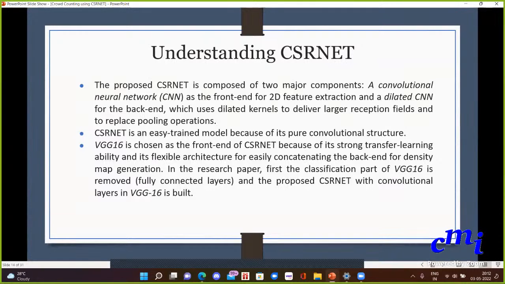And VGG16 is chosen as the front end of CSRNet because of its strong transfer learning ability and its flexible architecture. So VGG16 is actually a pre-trained model which was introduced in 2014, and it was trained on the ImageNet database, and it can successfully classify images for 1,000 different levels. So in this research paper, the classification part of VGG16, like the fully connected layers, were removed, and the proposed CSRNet with convolutional layers was built.